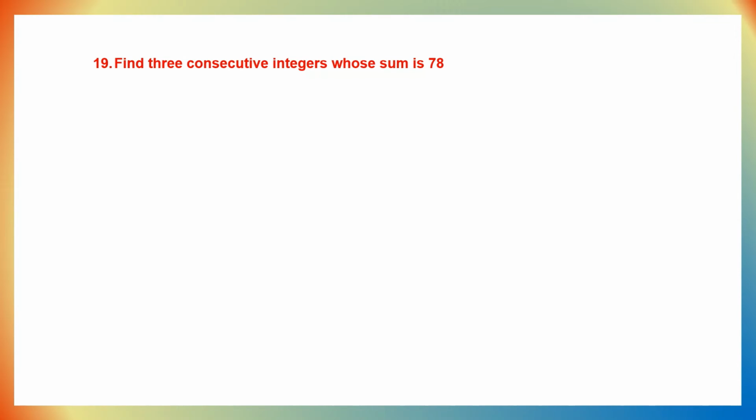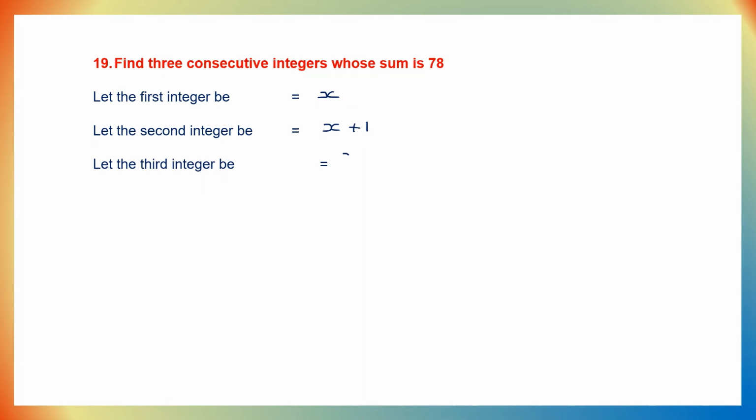Question 19. Find three consecutive integers whose sum is 78. That means three integers that come one after the other. Let's assume that the first integer is x. Then the second integer, if it's consecutive, will be the next one, so that is x plus 1. Then the third integer will be x plus 2.